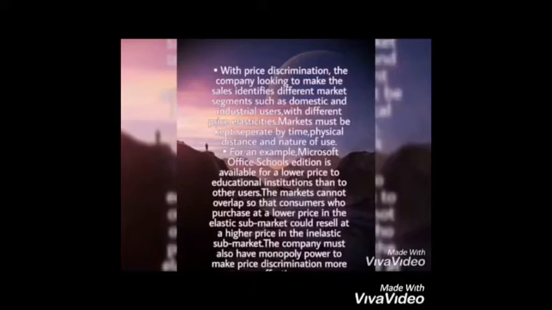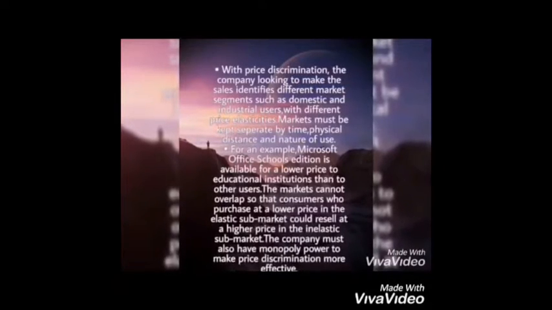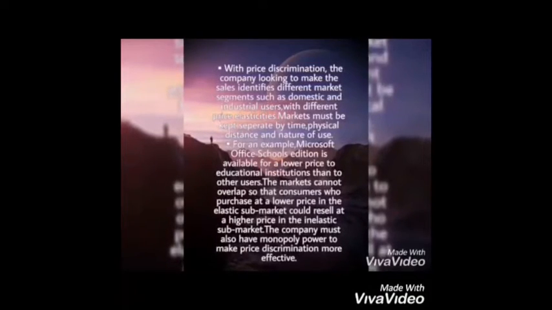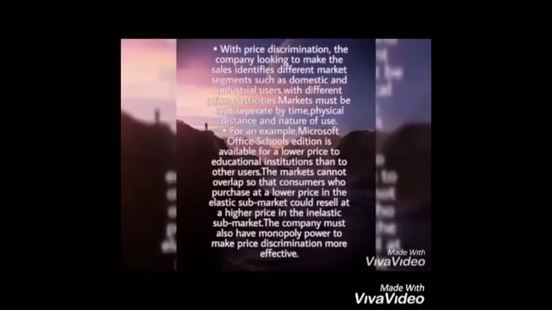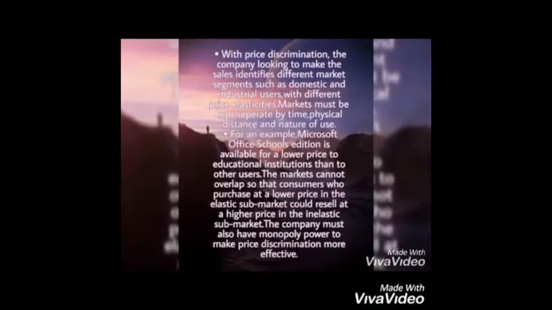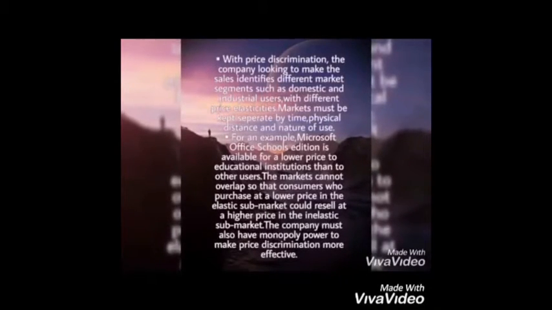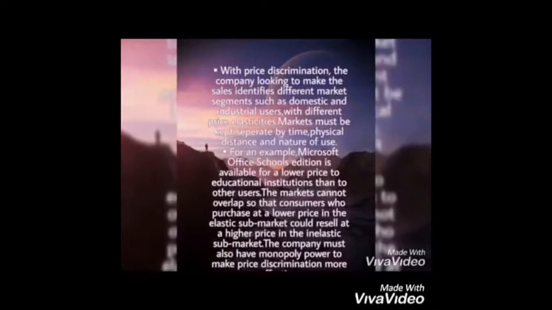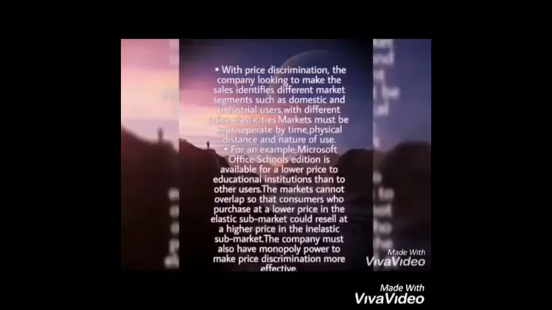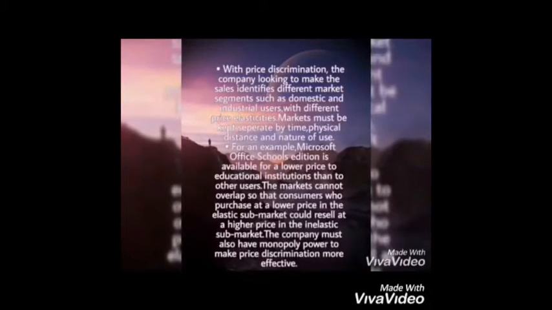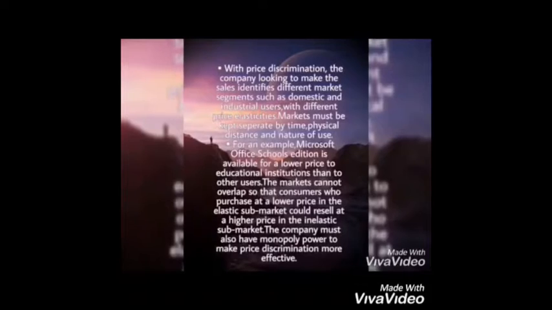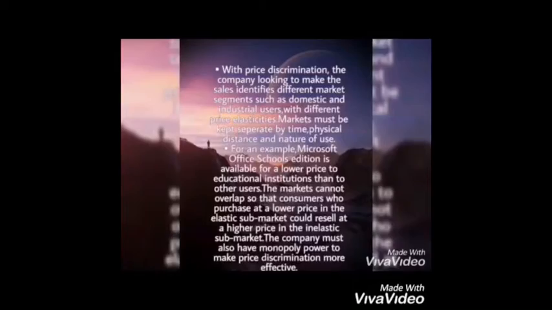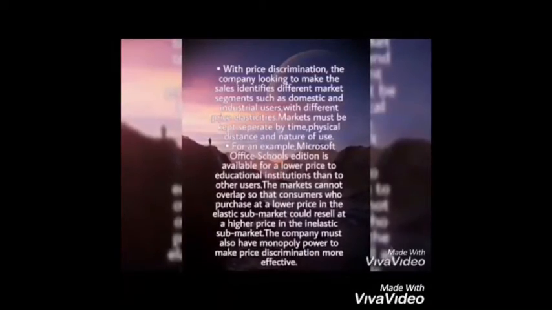With price discrimination, the company looking to make sales identifies different market segments, such as domestic and industrial uses, with different price elasticities. Markets must be kept separate by time, physical distance, and nature of use. For example, Microsoft Office Schools Edition is available at a lower price to educational institutions than to other users. The markets cannot overlap, so that consumers who purchased at a lower price in the elastic submarket could not resell at a higher price in the inelastic submarket. The company must also have monopoly power to make price discrimination more effective.